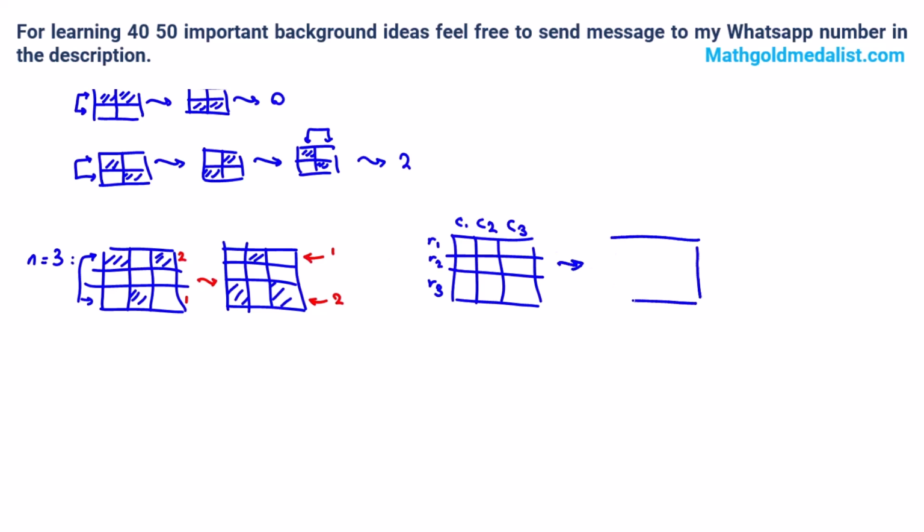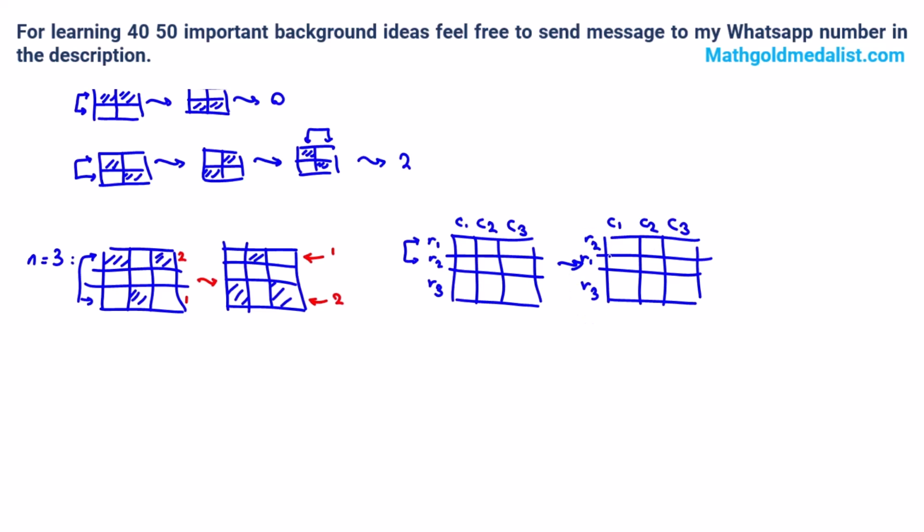And for example, suppose we permute R1 and R2. So this one will be R1, R2, R3. When you permute these two rows, the number of blacks in each column won't change, because in each column these two will be switched. So the number of blacks again will be C1, C2, C3. And now if you want to permute columns, the number of blacks in rows won't change.